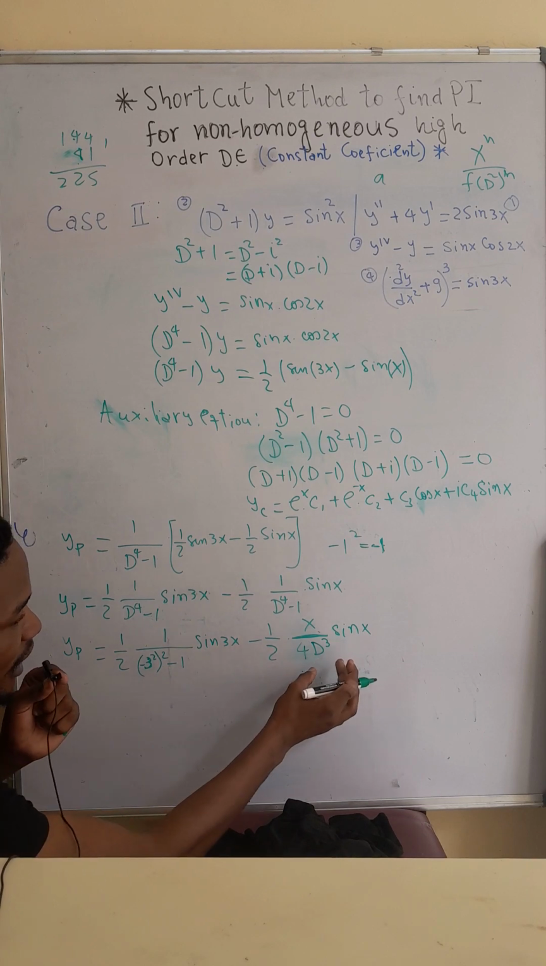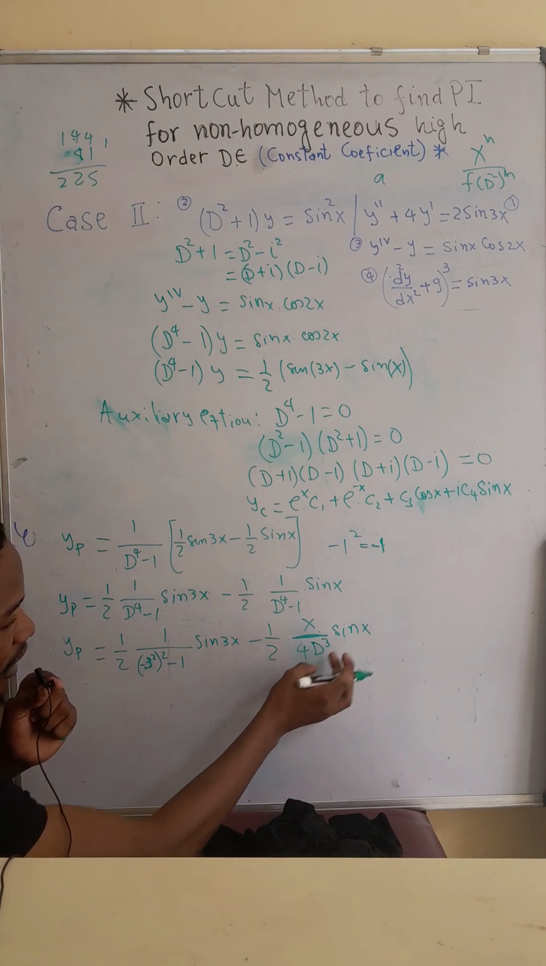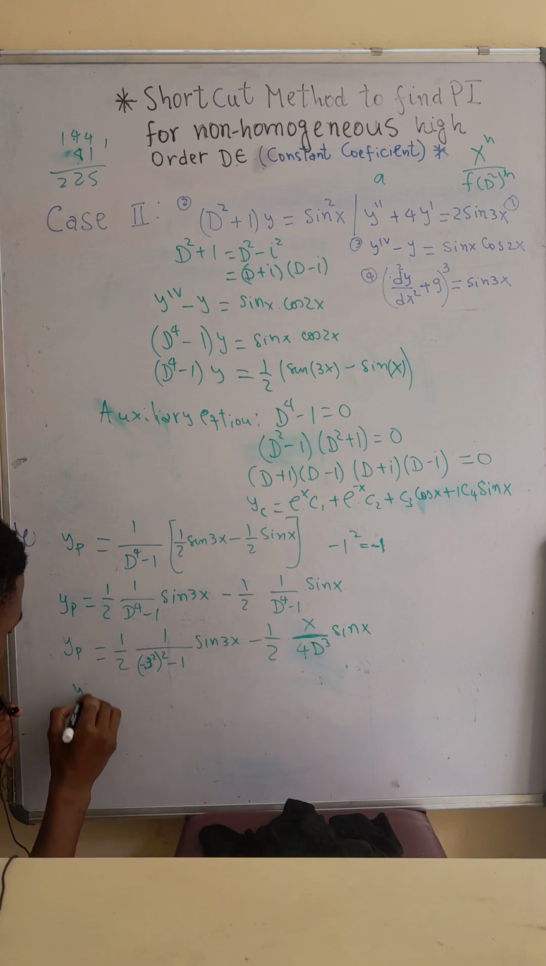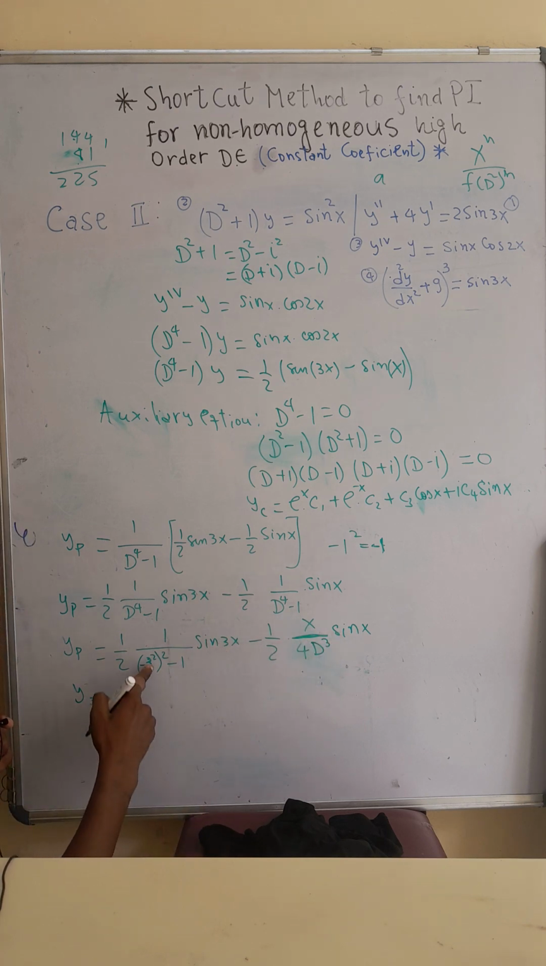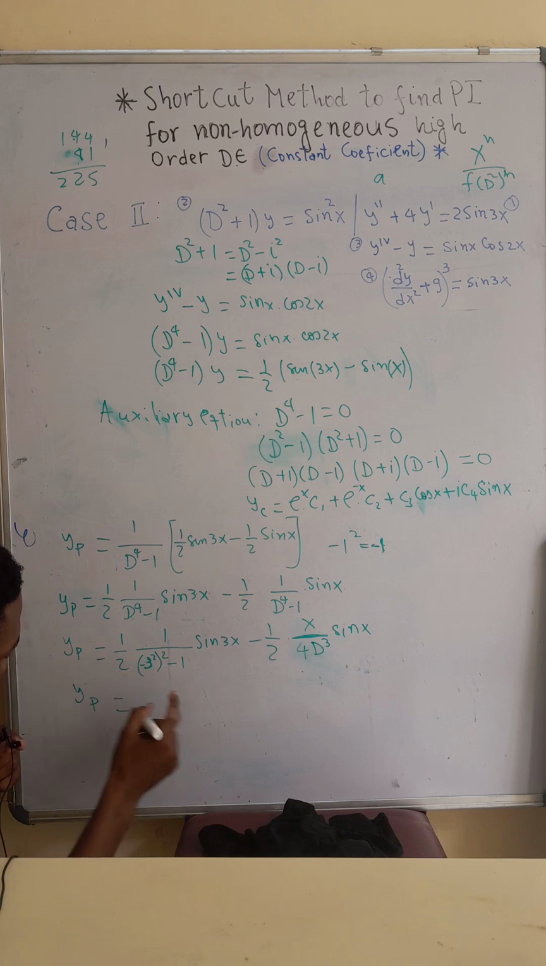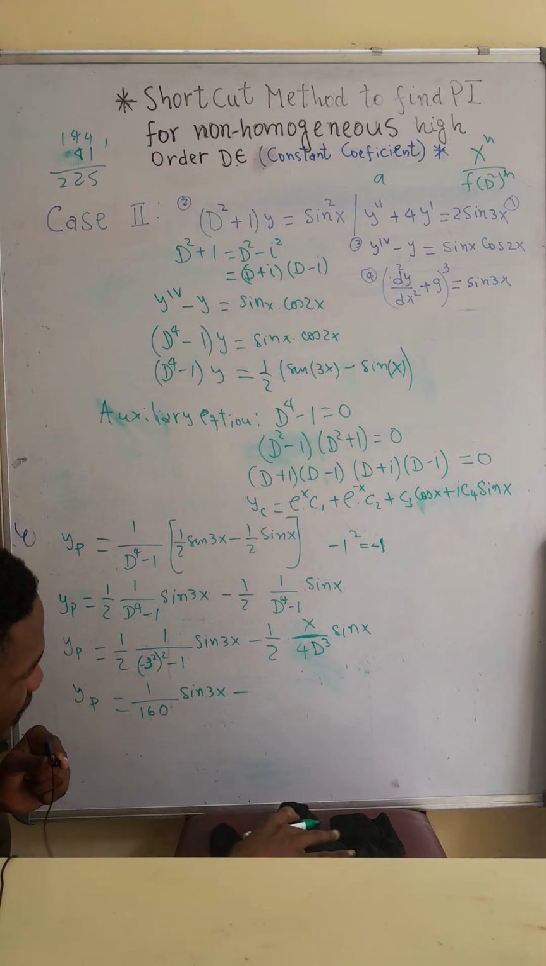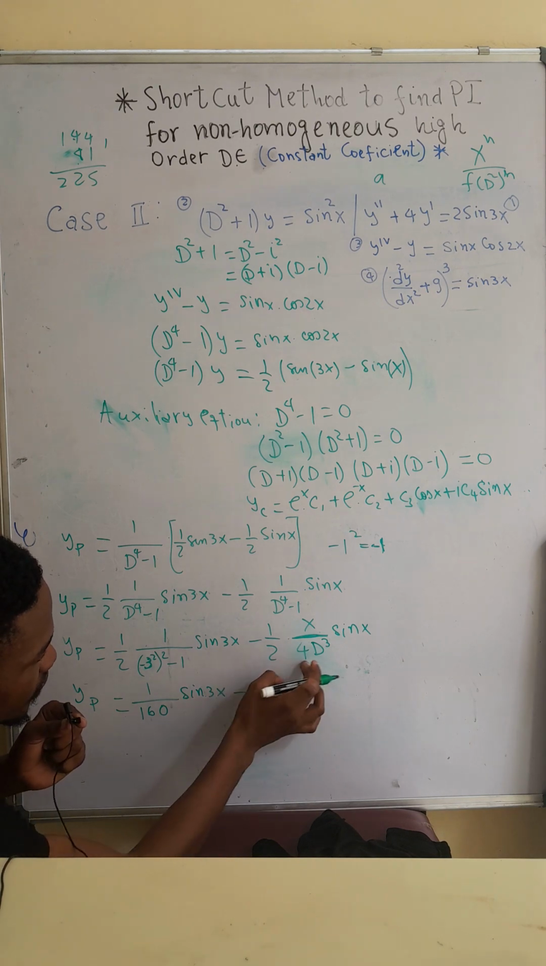Now see, from here, you have this 4d cubed. Okay? What does it mean? So yp will be equal to here. What are you going to have? You're going to have 81. 81 minus 1 will be 80. Times 2, this will be 160. Okay? Sin of 3x minus, then do this guy, both.